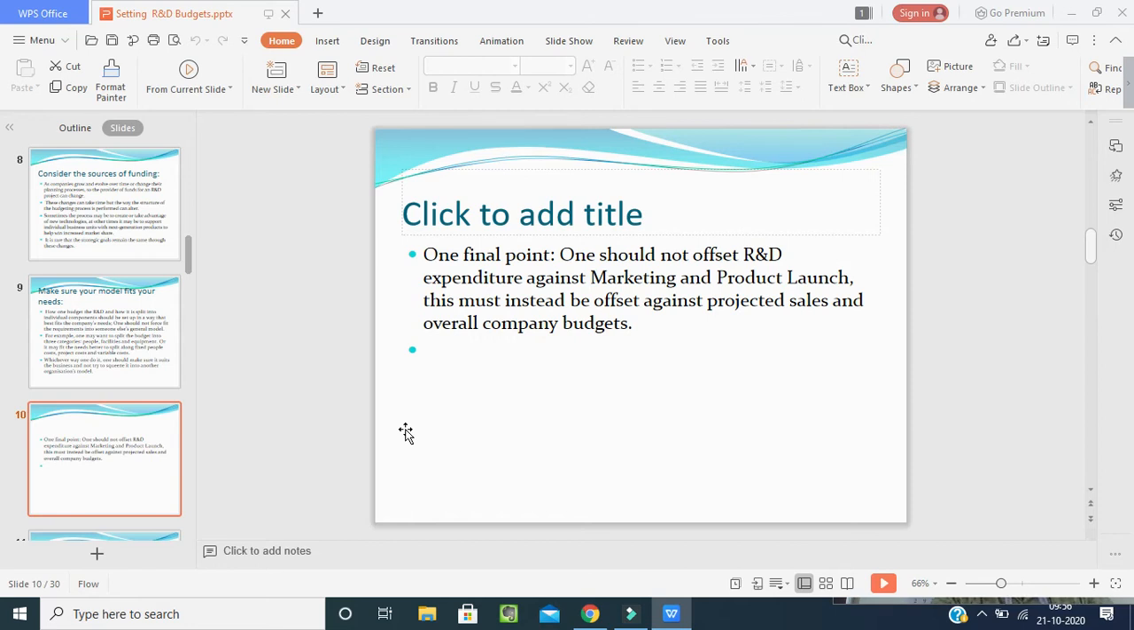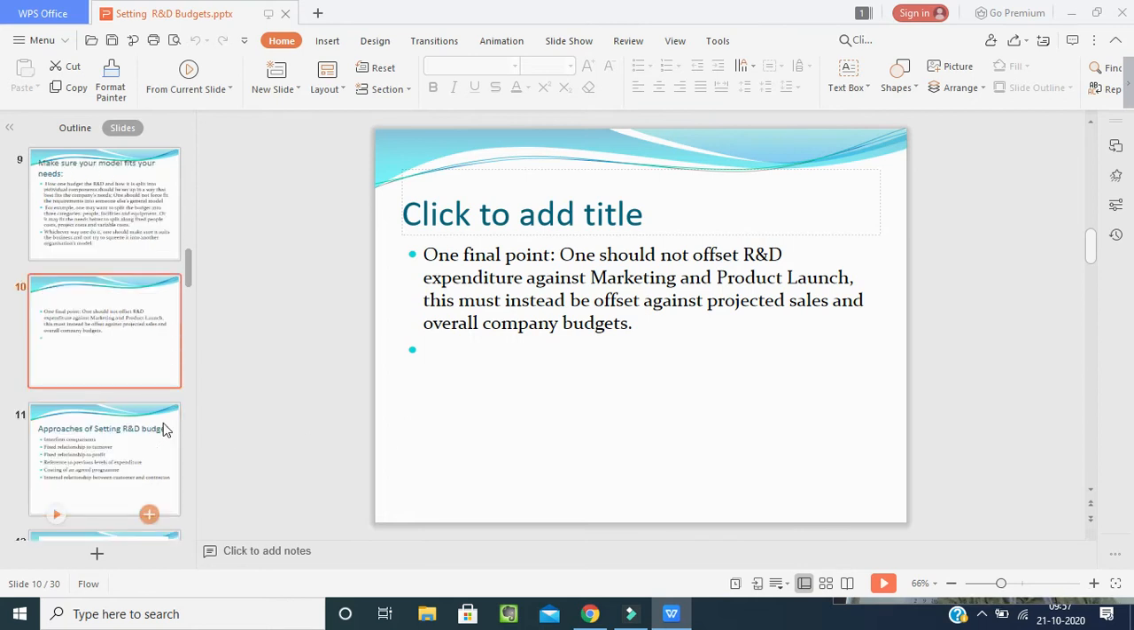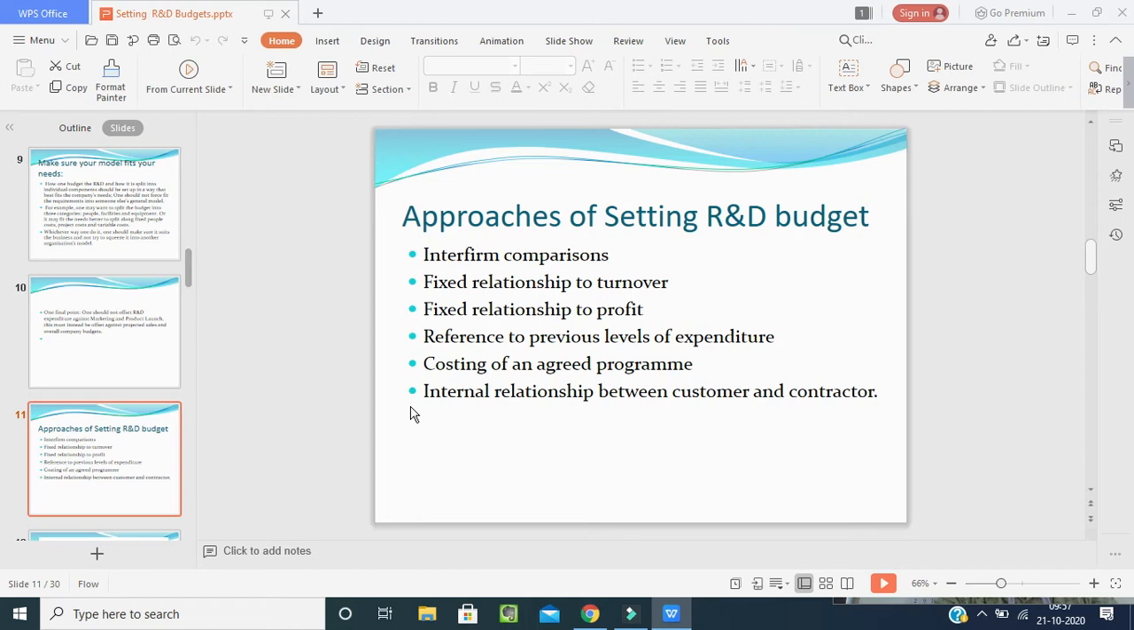This must instead offset against projected sales and overall company budgets. So what is happening here? Whatever the marketing product will be, the R&D department will offset it and they will make the expenditures against the company projects.